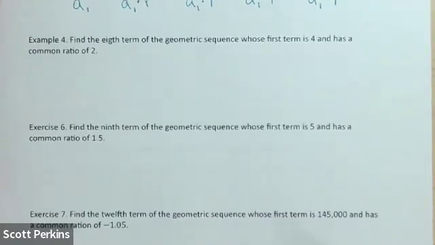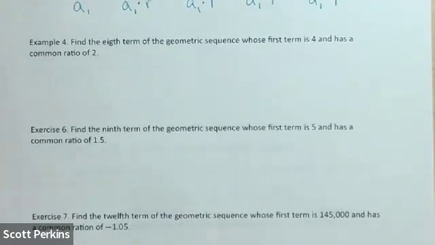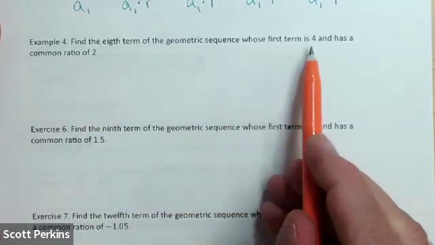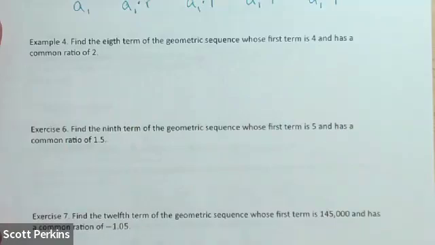So example 4 says we're going to find, again, I've spelled eighth wrong. I'll have to go back in and fix that. Find the 8th term of the geometric sequence whose first term is 4 and a common ratio of 2.